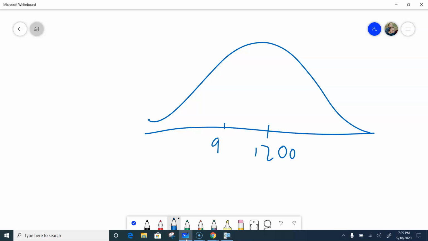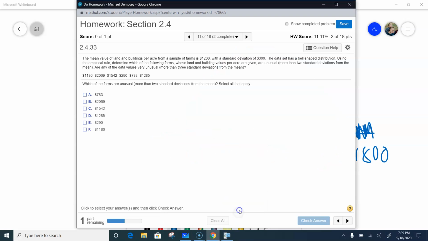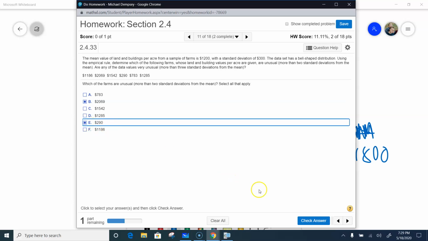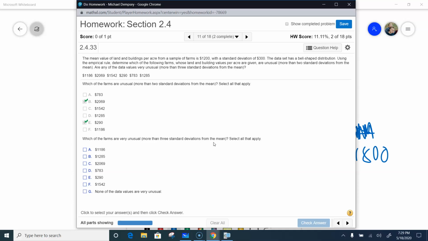So if we go down to 900, not unusual. But if we go down below 600, anything below 600 will be unusual. We can go to 1500, that's 300 above. And then another 300 puts us at 1800. So anywhere from below 600 to above 1800, we're going to go ahead and consider unusual. Okay, so above 1800, this one. Below 600, this one. Those would be my unusual values based on the empirical rule.